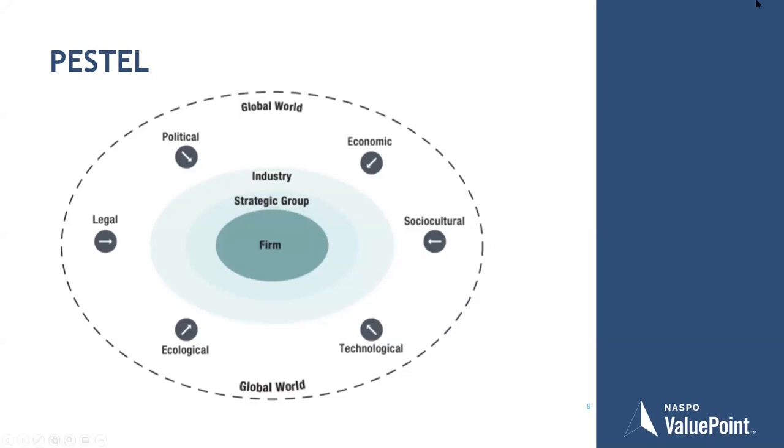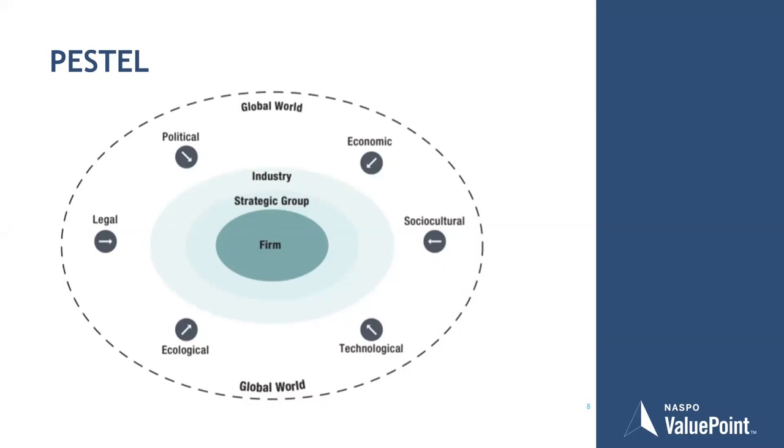So in the PESTLE framework, there are legal and political ramifications, and those are going to be regulations. You guys are probably going to have a much better idea of those than the general business person, so you have a big advantage there. And then economic forces, and when we talk about economic forces, we think about discretionary spending, those kinds of things. Sociocultural forces are going to be what's going on with people, what's going on with the culture.